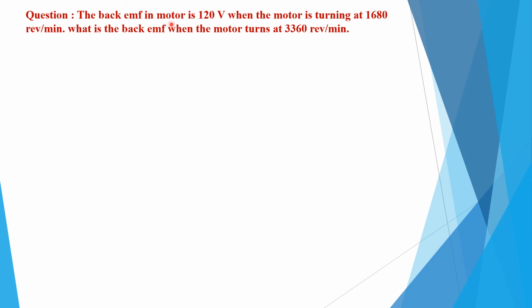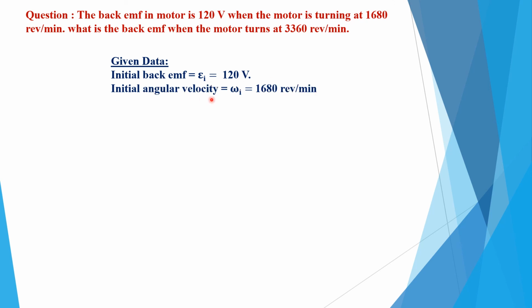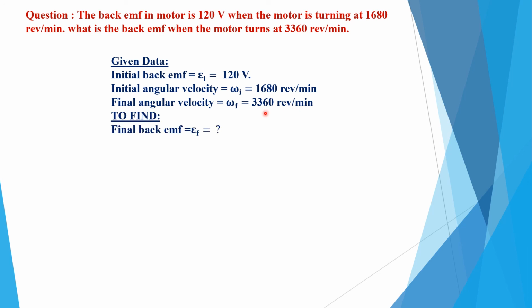Question: the back EMF in a motor is 120 volt when the motor is turning at 1680 revolutions per minute. What is the back EMF when the motor turns at 3360 revolutions per minute? Initial EMF is equal to 120 volt, initial angular velocity is equal to 1680 revolutions per minute, and final angular velocity is equal to 3360 revolutions per minute. We need to calculate final back EMF.